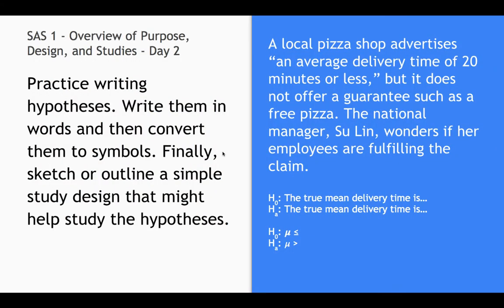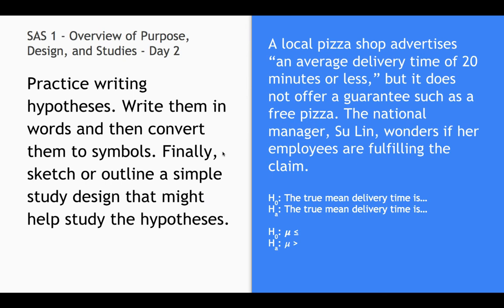So practice writing hypotheses. We want to write them in words and then convert them into symbols. All right. Finally, sketch an outline or simple study design that might help study the hypothesis. So, a local pizza shop advertises an average delivery time of 20 minutes or less, but it doesn't offer a guarantee such as a free pizza or something. Now, the local store manager, Sulin, wonders if her employees are fulfilling this claim.